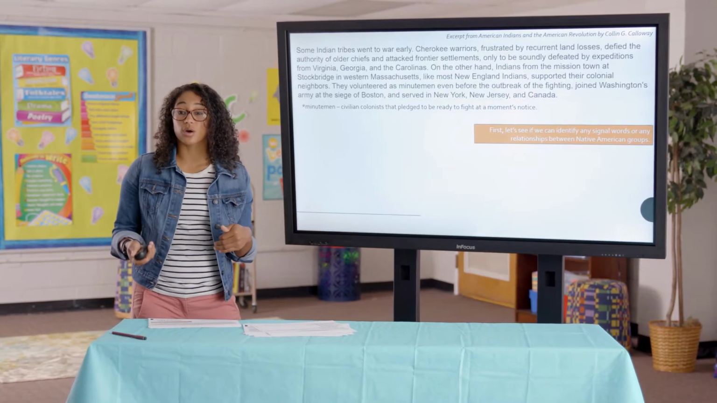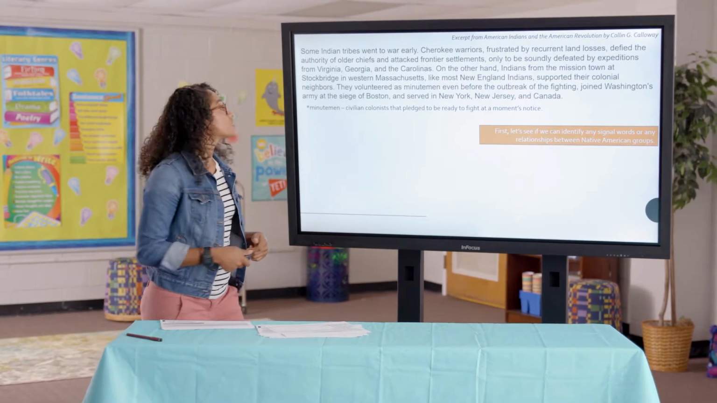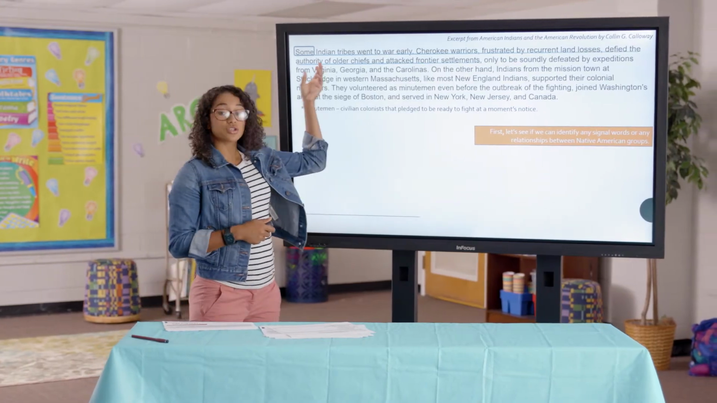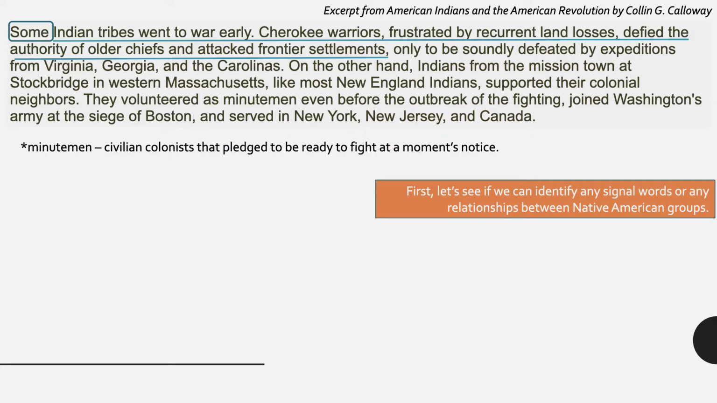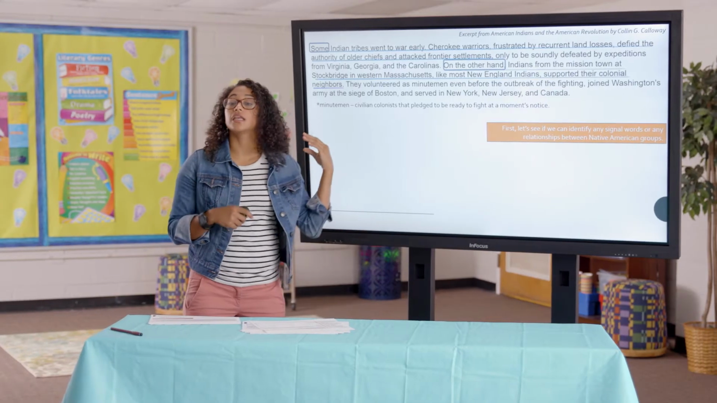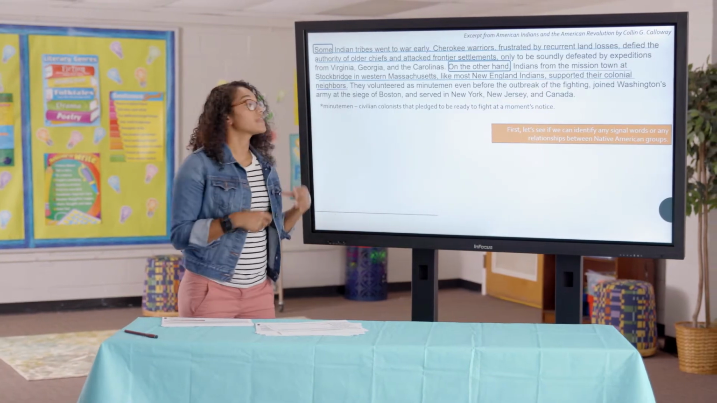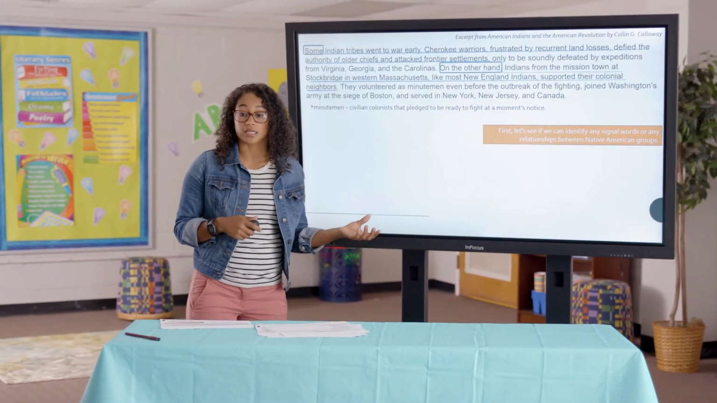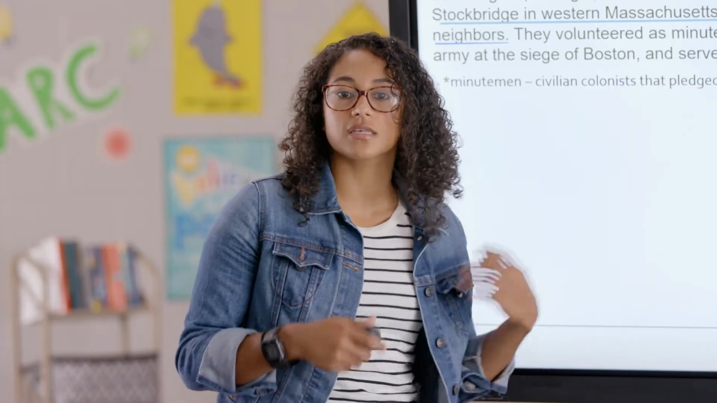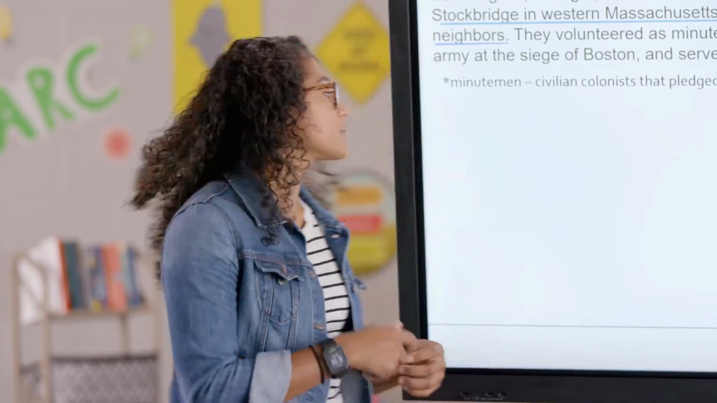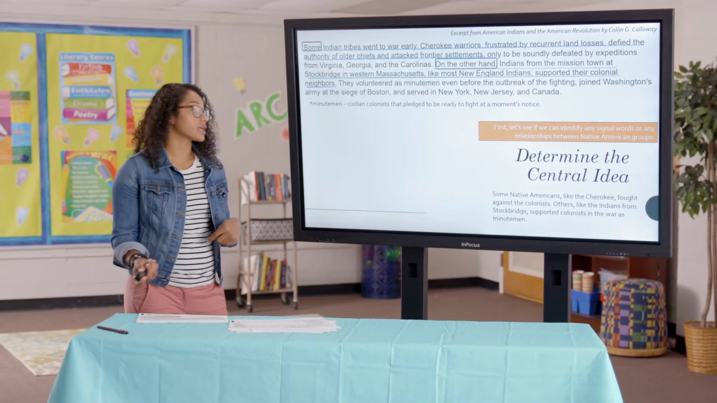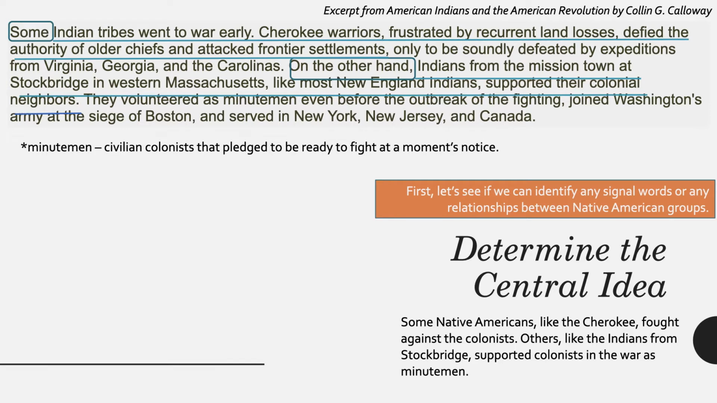Now let's look at our signal words, or how different groups are involved. We have some tribes that went to war early. The Cherokee warriors disobeyed their chiefs and went ahead and fought for their land. Then we had another group in New England that decided to support the colonists. Now that we've pulled out those facts, let's determine our central idea of this section. Some Native Americans, like the Cherokee, fought against the colonists. Others, like the Indians from Stockbridge, supported colonists in the war as Minutemen.